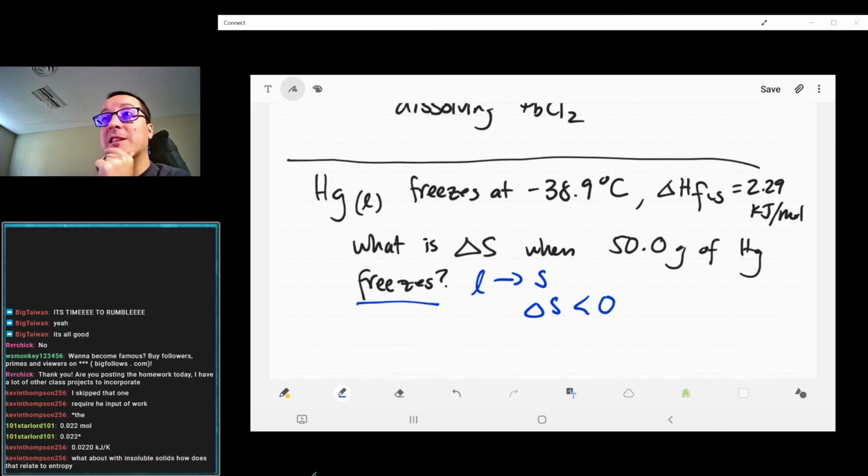All right, when it's melting, it's the opposite. We're making things more chaotic. We have a positive delta S. For here, we have a negative one. We're expecting to have a negative one. So that should give us some clue as to our answer here.